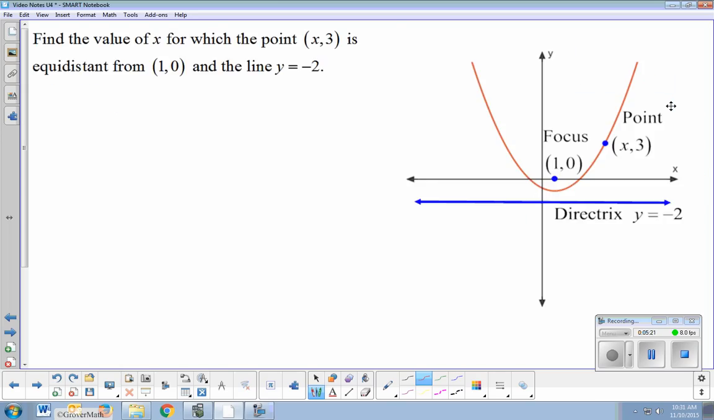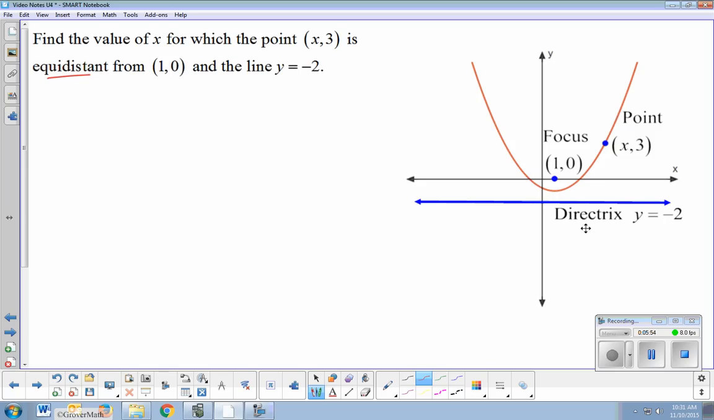One more question I want to do here. All right, in this question, we're given a focus of (1, 0), a directrix of y equals -2, and a point on the parabola. I don't have its x value, but I do have its y value, 3. I want to find the x value of a point. It's got to be equidistant to these. Find the x value for the point (x, 3) that is equidistant from (1, 0) and the line y equals -2.